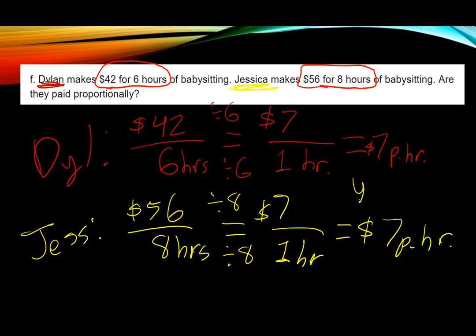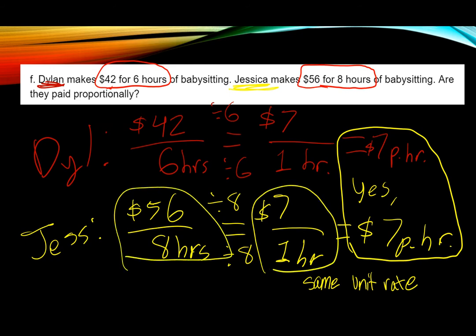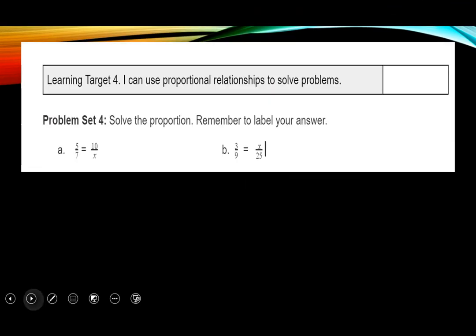And so, yes. And here's our reason. They both make $7 per hour. So we could say same unit rate. So obviously proportions are pretty cool because then we get to realize, all right, cool. If we have a job where we make $7 per hour, I'm going to make 56 buckaroonies in a long night of babysitting. Good deal.